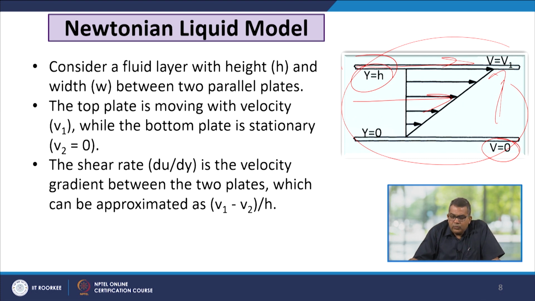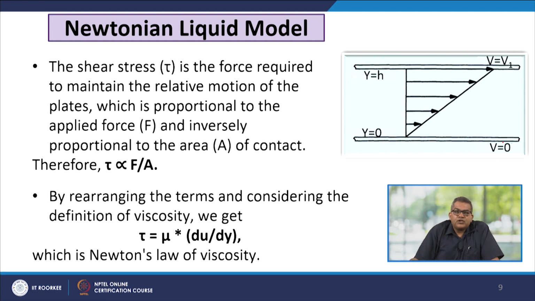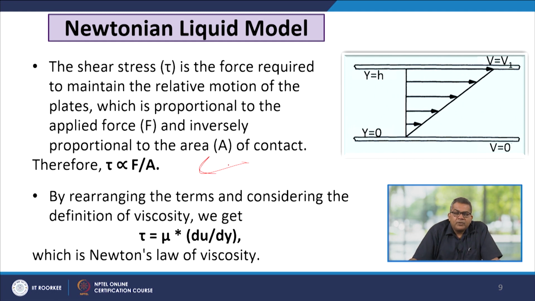The shear rate du over dy is the velocity gradient between the two plates, which can be approximated as v1 minus v2 over h. The shear stress tau is the force required to maintain relative motion of the plates, which is proportional to the applied force and inversely proportional to the area of contact. Therefore, tau is proportional to F over A. Now, if we rearrange the terms and consider the definition of the viscosity, we get tau is equal to mu into du over dy, which is Newton's law of viscosity.